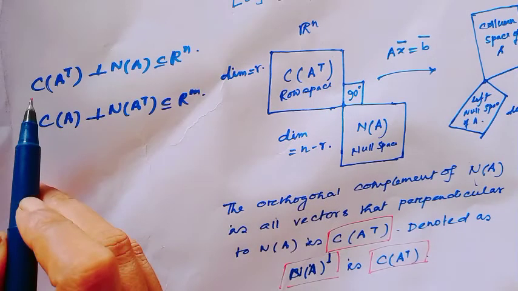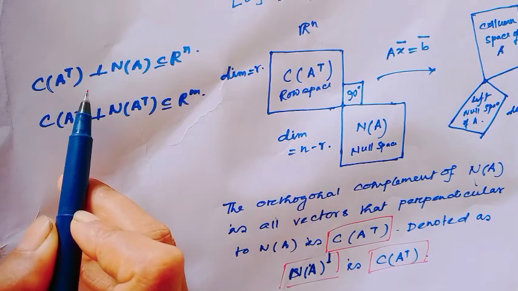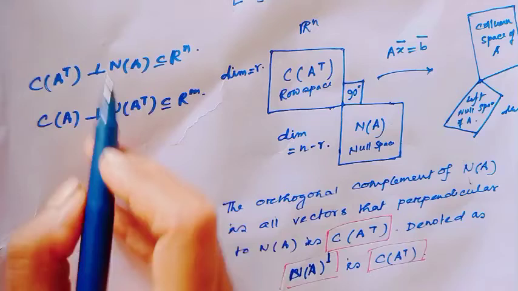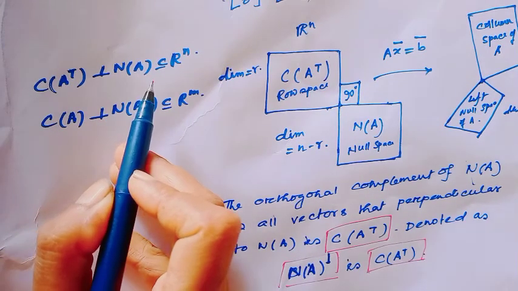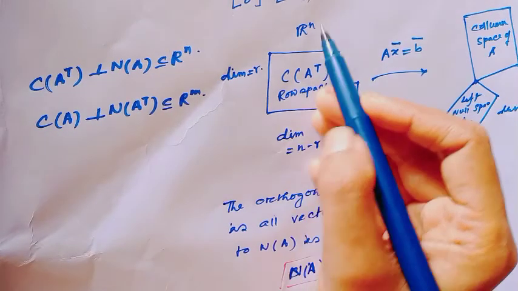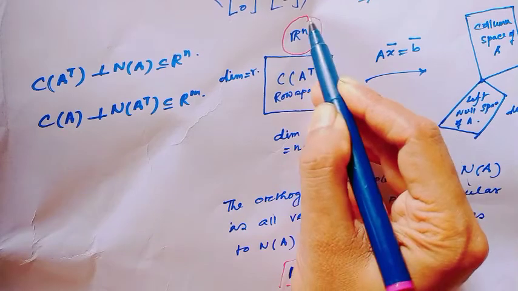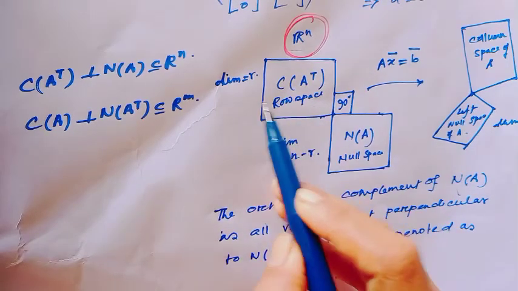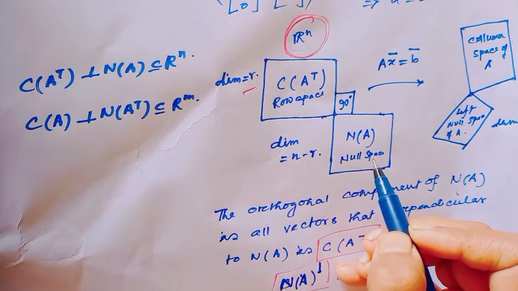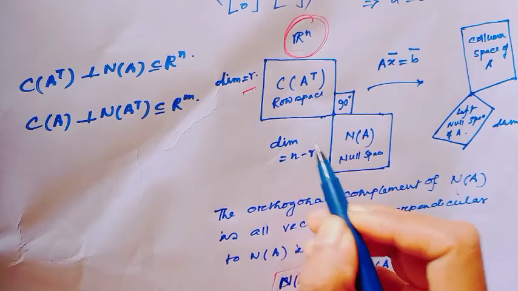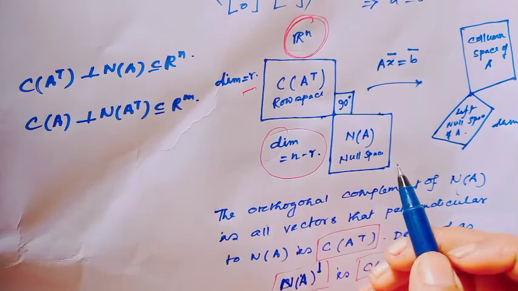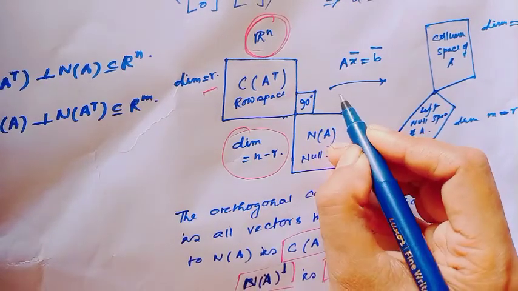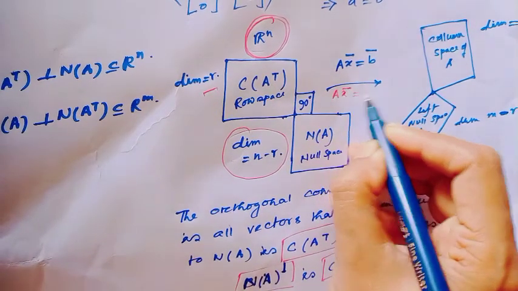That means the column space of A transpose, which is actually the row space of A, is perpendicular to the null space of A, and these two are subspaces of Rn. If we consider the dimension of the row space equal to r, then the dimension of the null space would be n minus r. Similarly, this I have got by the equation Ax equal to 0.